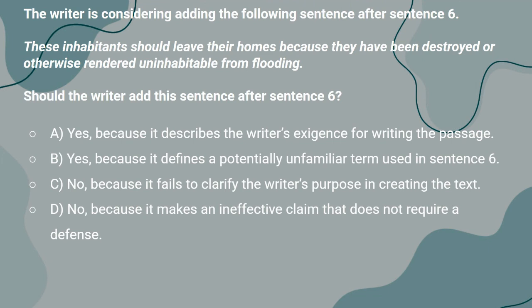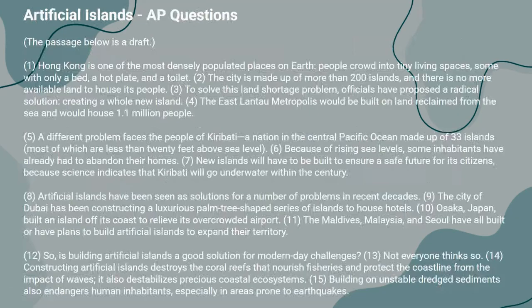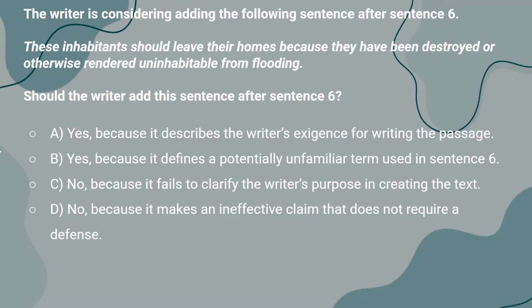Okay, so let's just go through all of the choices. A, because it describes the writer's exigence for writing the passage. This is not true, because exigence is what caused this passage to be written, and it's not about that. B, because it defines a potentially unfamiliar term used in sentence six. There's no unfamiliar term in sentence six, so it can't be either of the yeses. Plus, I think you can just use common sense. This sentence wouldn't fit very well between sentence six and seven, so you can really move on to answer C or D.